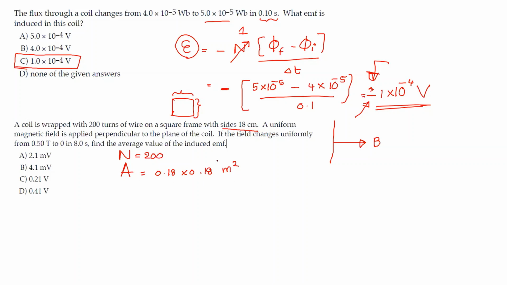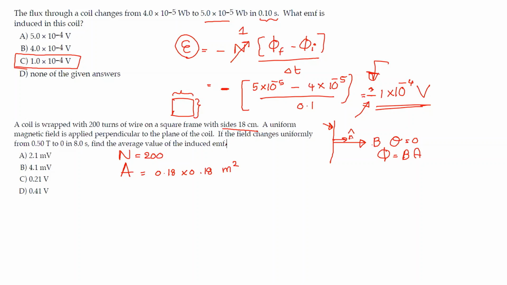Okay. So here the B field is like this and the plane is like this. That means your theta is 0, right? Theta is the angle between N hat and B. So your flux is directly B times A because the field and the N hat are along the same direction. If the field changes uniformly from 0.5 T to 0 in 0.8 seconds, find the average value of the induced EMF.